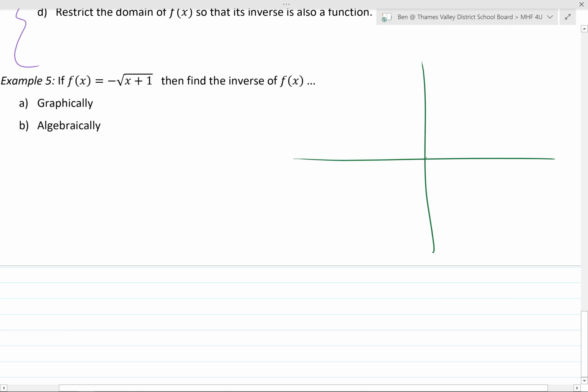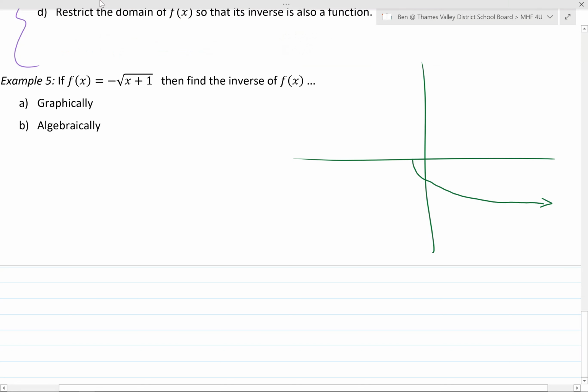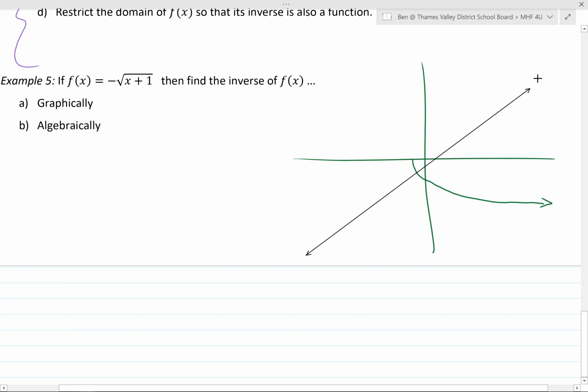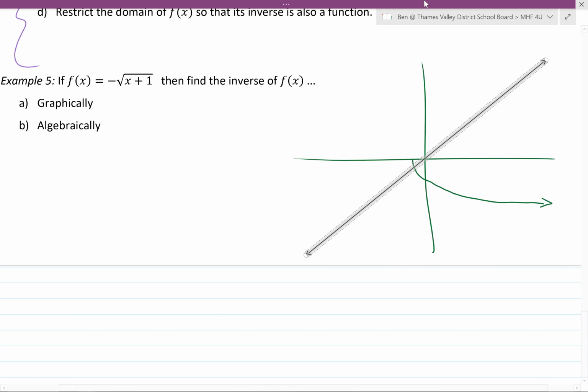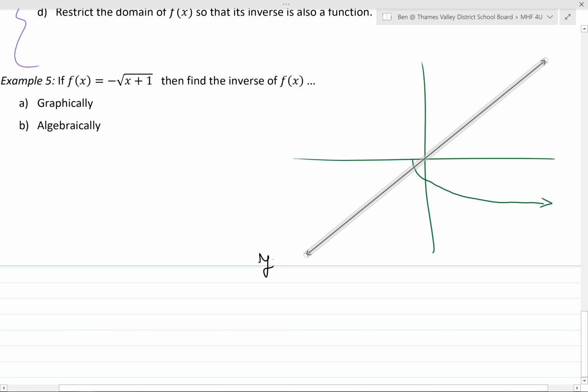f of x equals negative, so it's reflected in the x-axis, negative our radical function, plus 1, so it's translated 1 unit to the left. We should be working with something like this. Okay, it's just a rough sketch. Now, what we want to do is plot or sketch our linear function y equals x, and we can label that as well, y equals x.